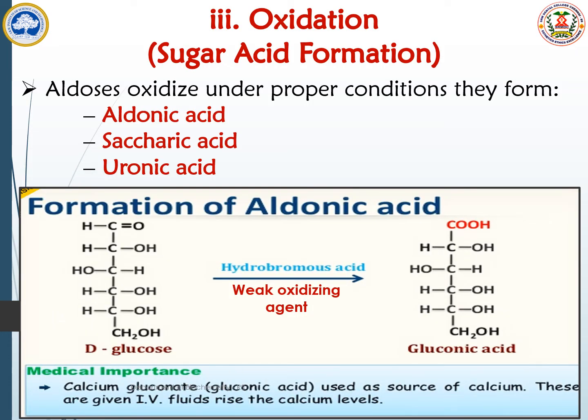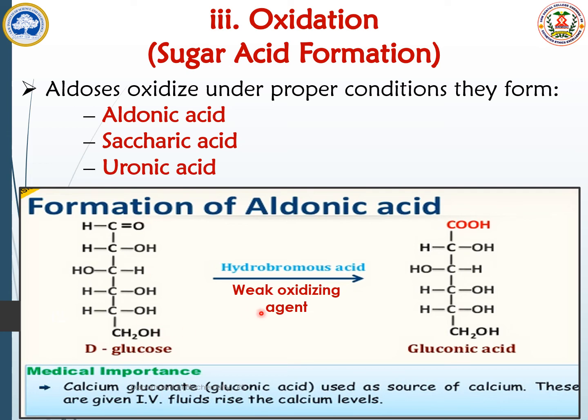Monosaccharides undergo oxidation reaction to form sugar acid. So under proper condition, the aldohexose undergo oxidation reaction to form aldonic acid, saccharic acid and uronic acid. So we'll discuss one by one. Here is the formation of aldonic acid.